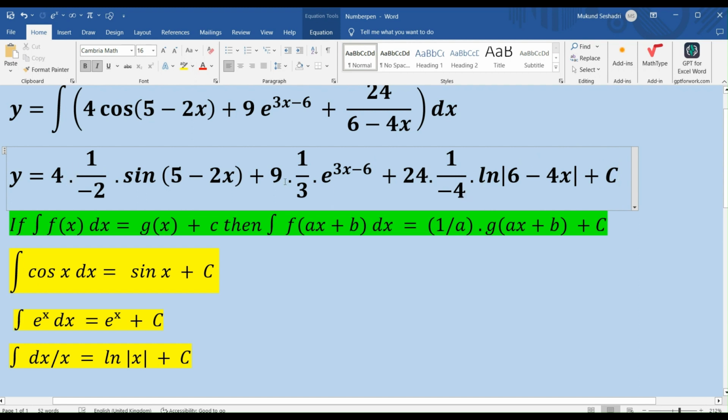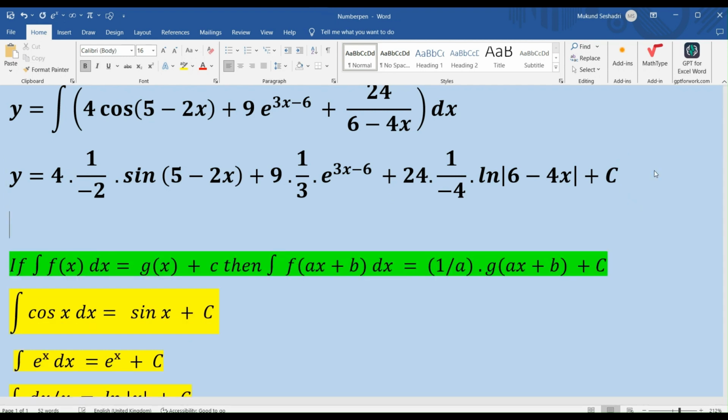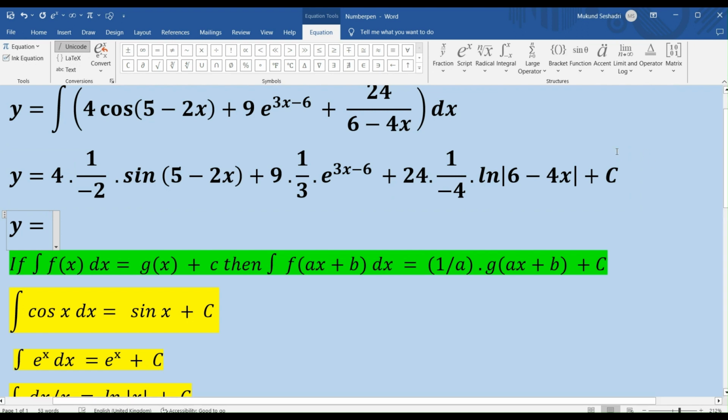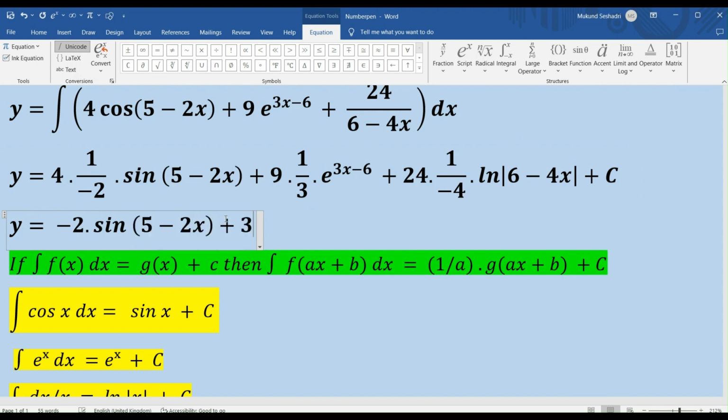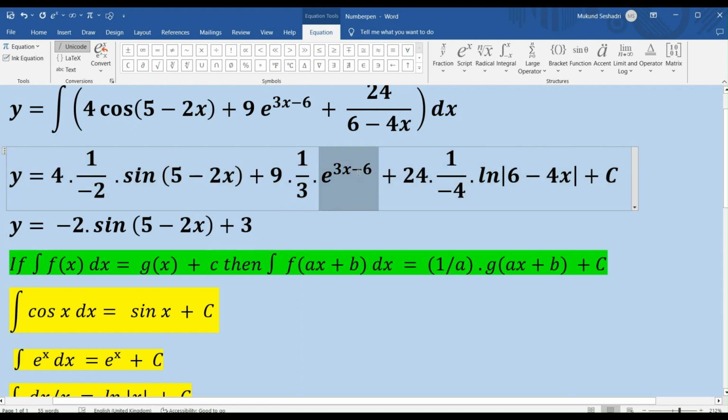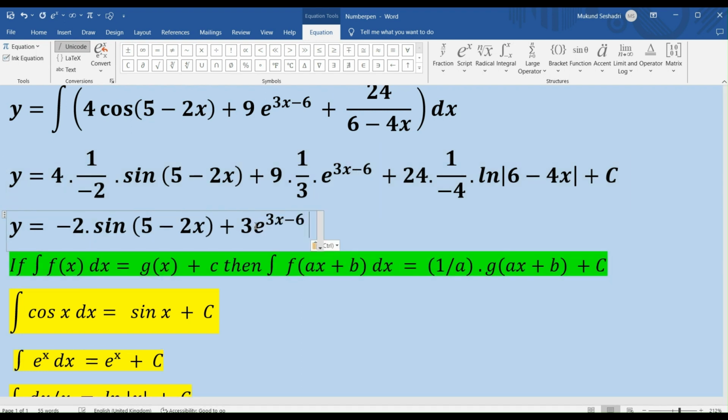I know that we can do a little bit of simplification. So let's go to the next step and let's express our final answer. y equals 4 divided by minus 2 is nothing but minus 2 times sine of 5 minus 2x plus 9 divided by 3 is nothing but 3 times e to the power 3x minus 6 plus 24 by minus 4 is nothing but minus 6 times ln of mod of 6 minus 4x, right? So that's our final answer to the question.